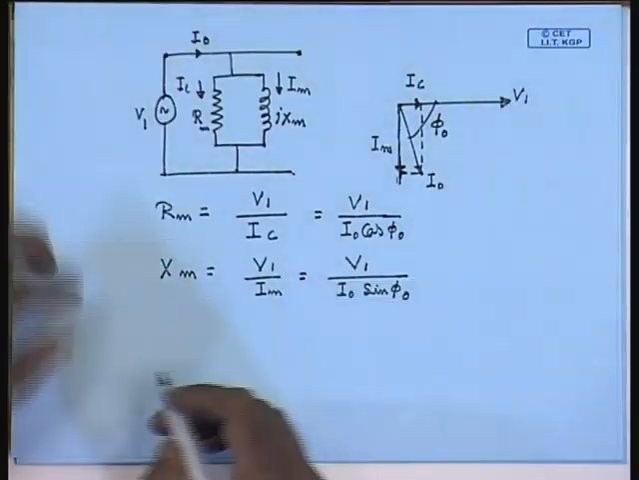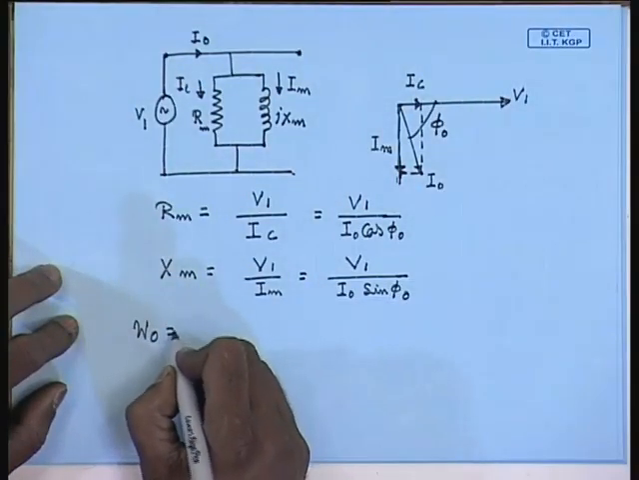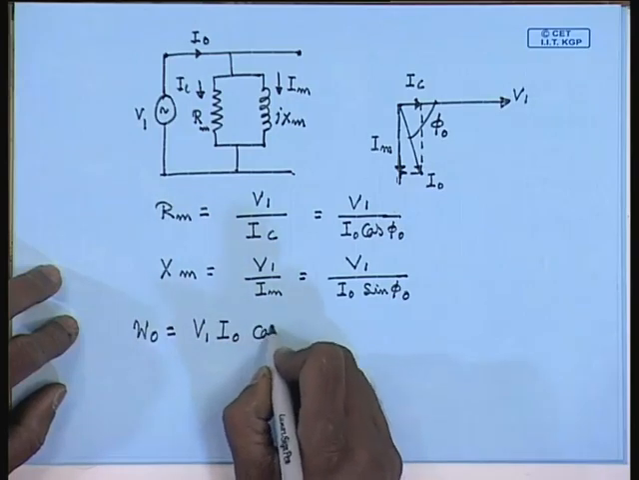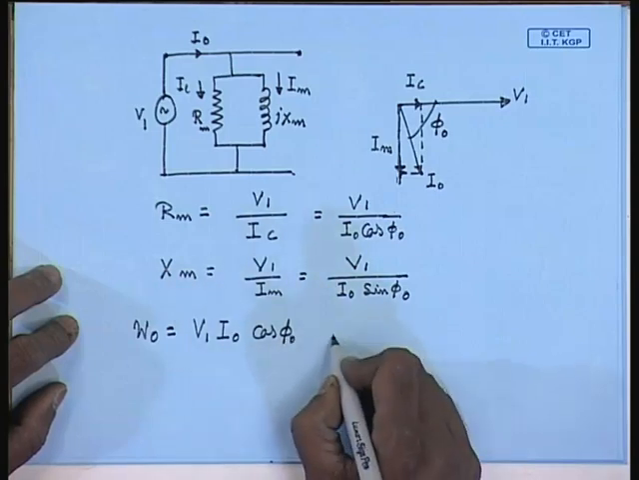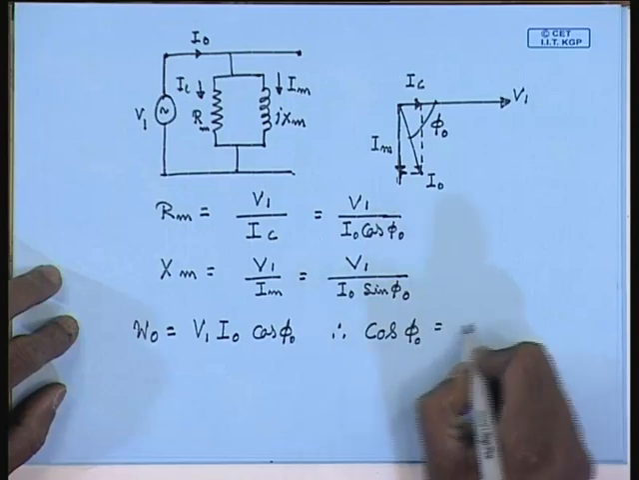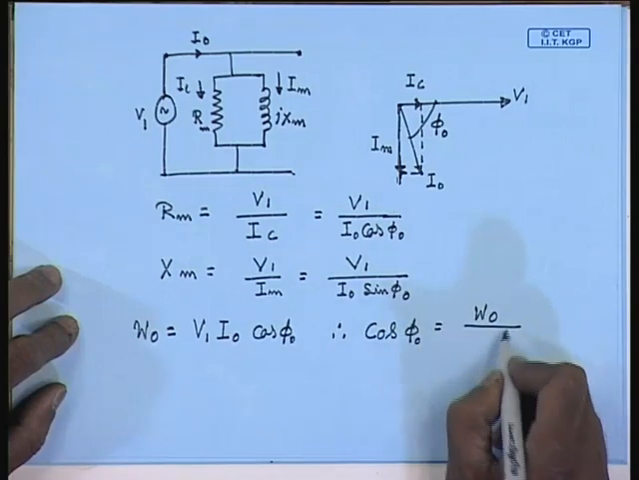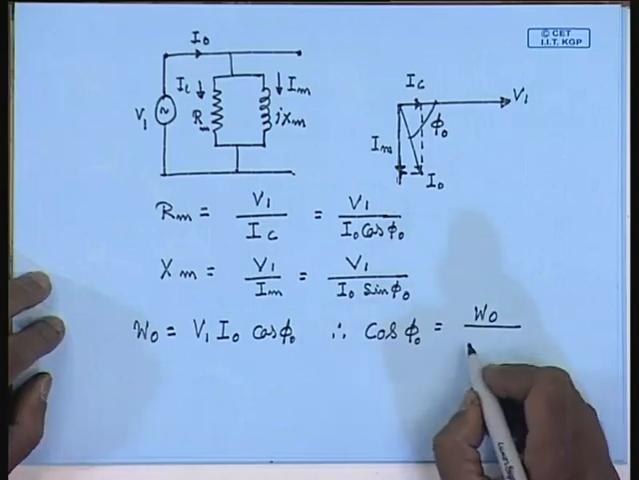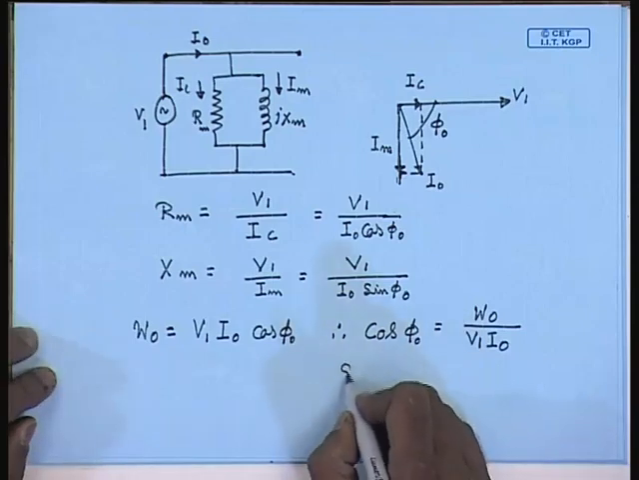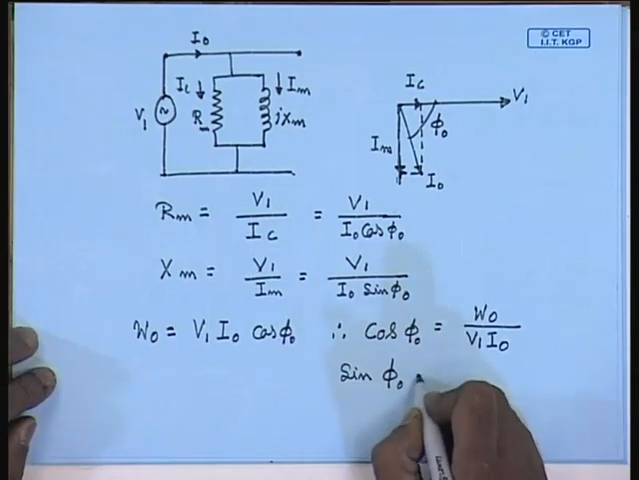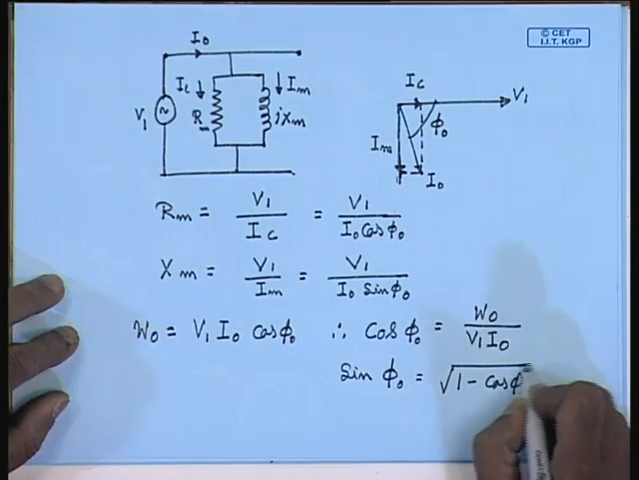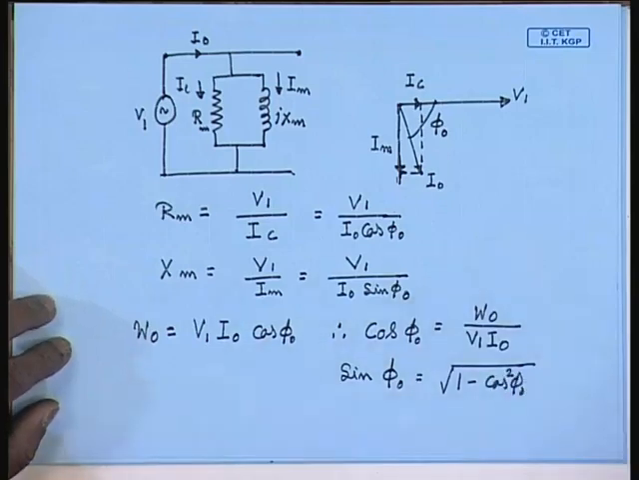So, what is cos phi 0? Now, W0 equal to V1 I0 cos phi 0. Therefore, cos phi 0 equal to W0 by V1 I0, and sin phi 0 equal to square root 1 minus cos square phi 0.